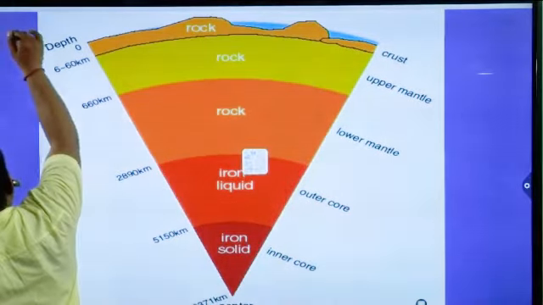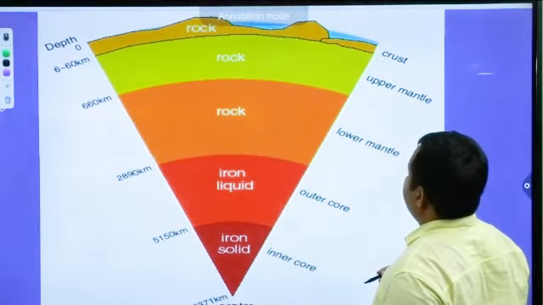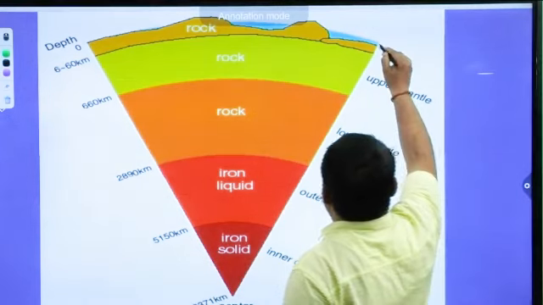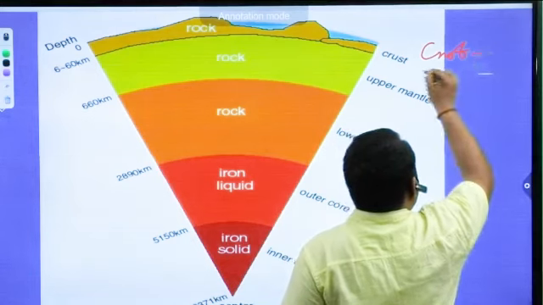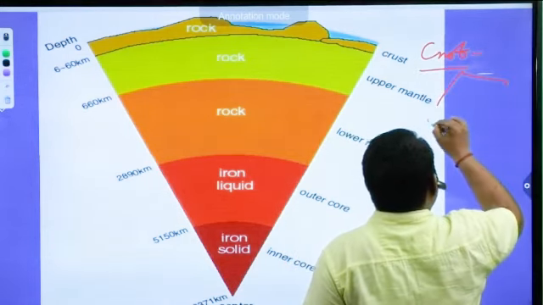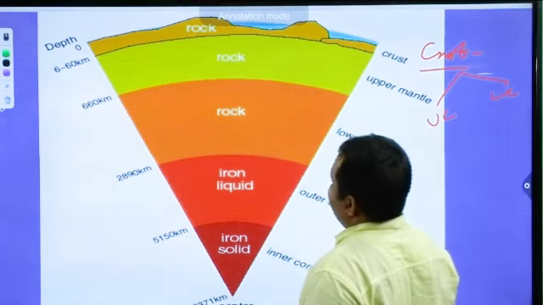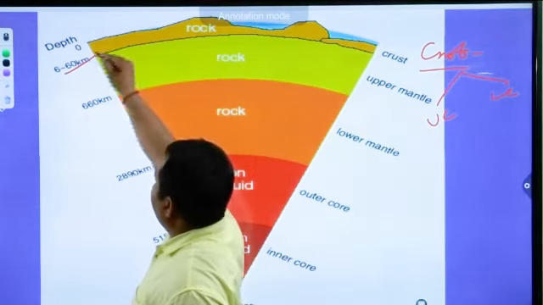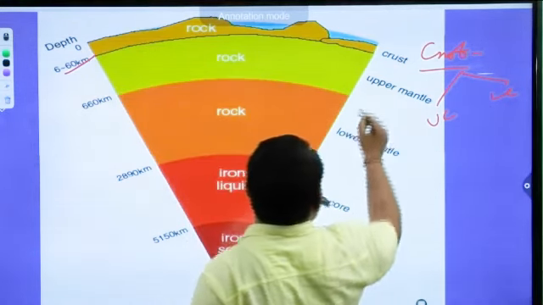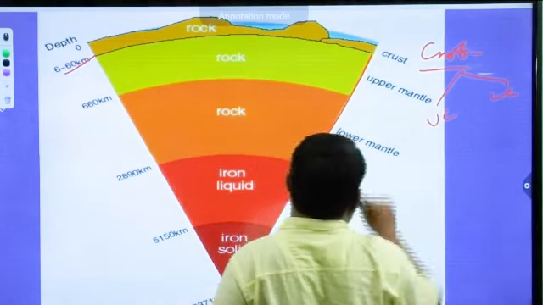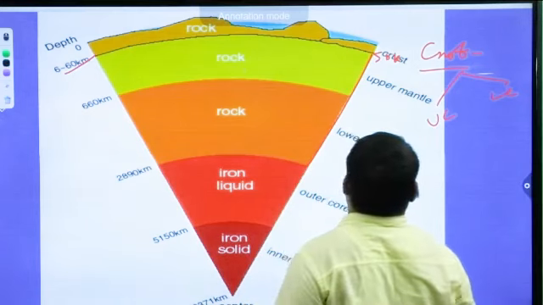Here we can see easily the crust is again divided into upper crust and lower crust, and extends up to almost 60 kilometer. Extends up to almost 60 kilometer. Secondly, there starts the mantle. Depth of the crust is around 50 to 60 kilometer.